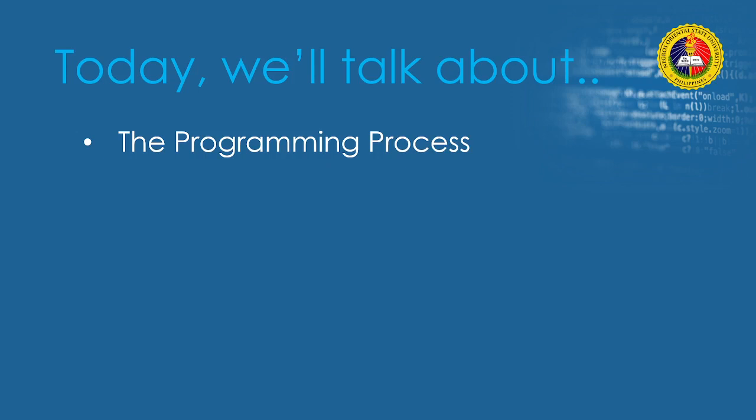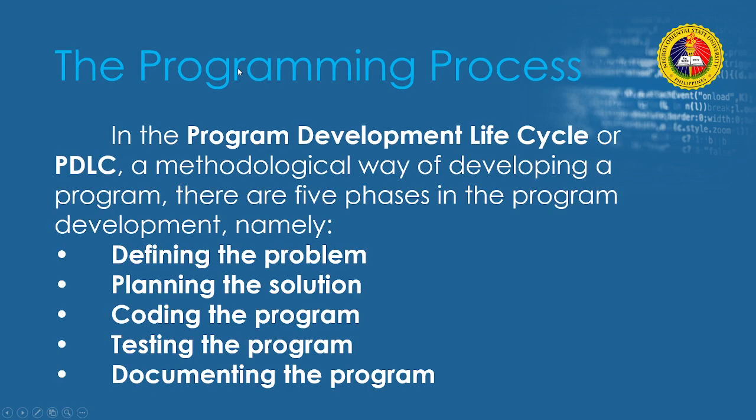When we say programming process, it is about the PDLC or Program Development Life Cycle. That is the programming process that we're talking about. There are 5 phases in program development. The program development life cycle is a methodological way of developing a program. So why is it that we have to follow certain steps to develop a program?